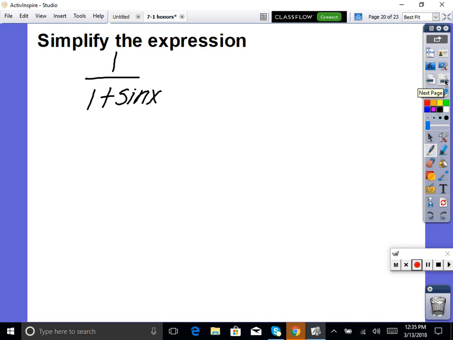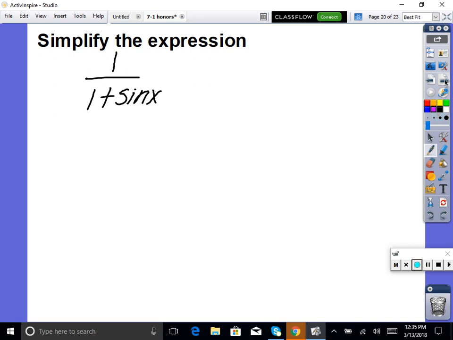Okay, next one, simplify the expression. We can't split apart a denominator. So there's literally nowhere to go with this. Do you guys see what I'm saying? We cannot split apart a denominator. You can't call this 1 over 1 plus 1 over sine of x. If it was flopped, you can split up a numerator, not a denominator. So there's literally nothing we can do.